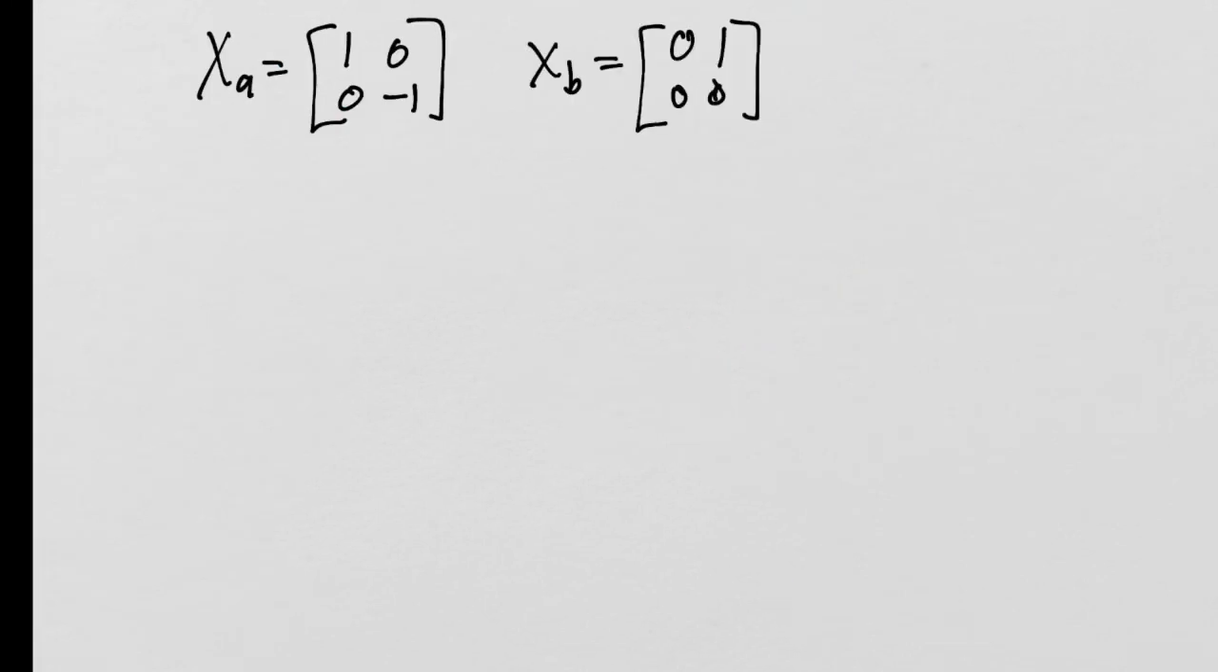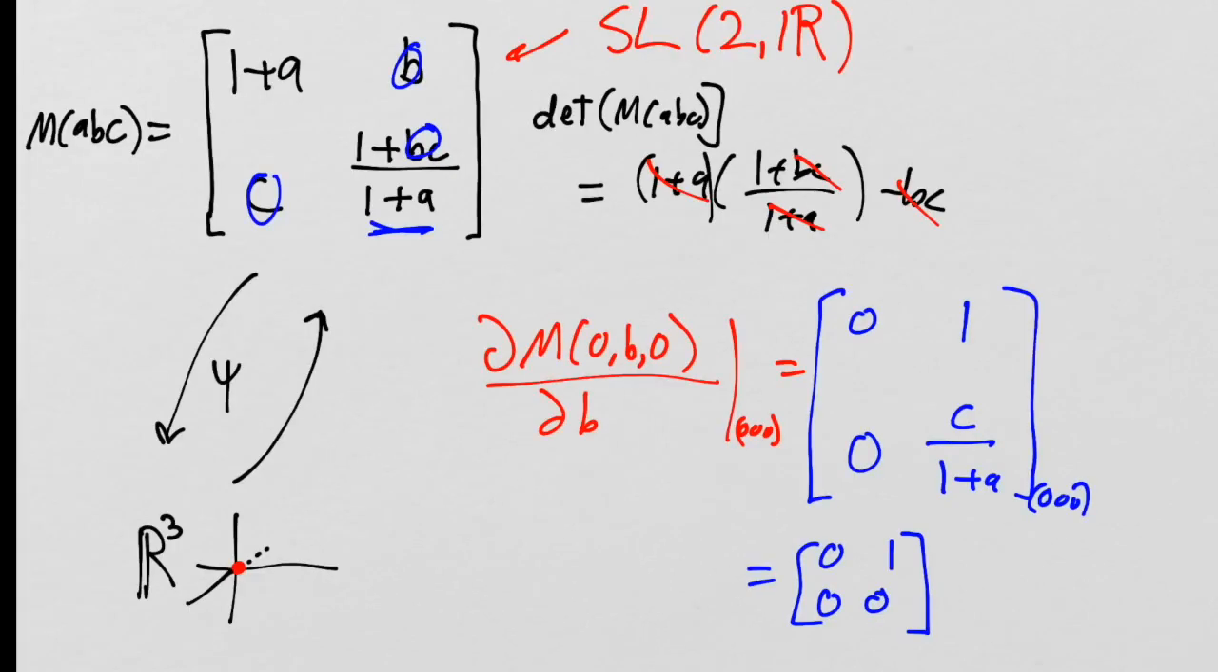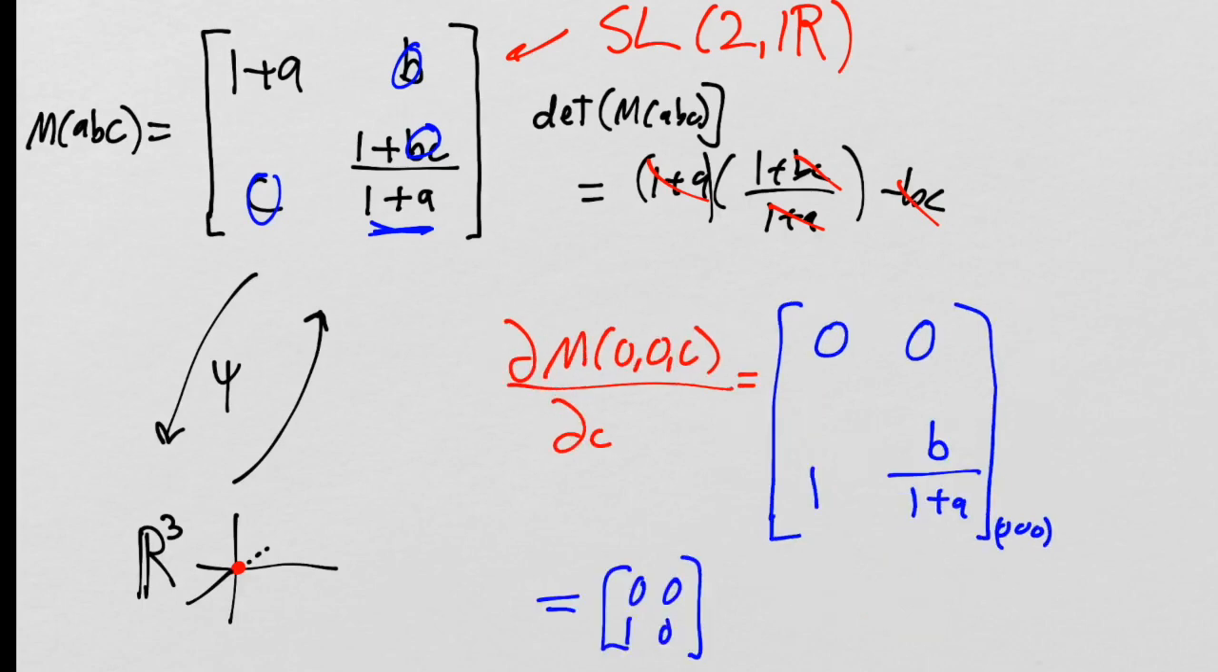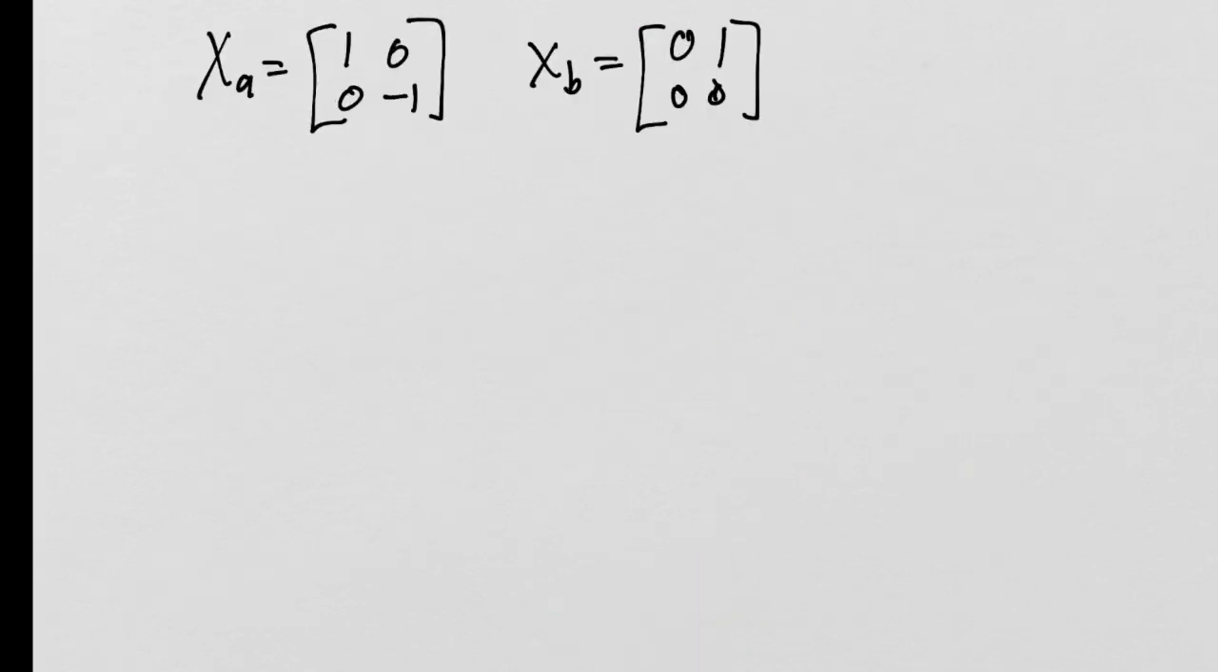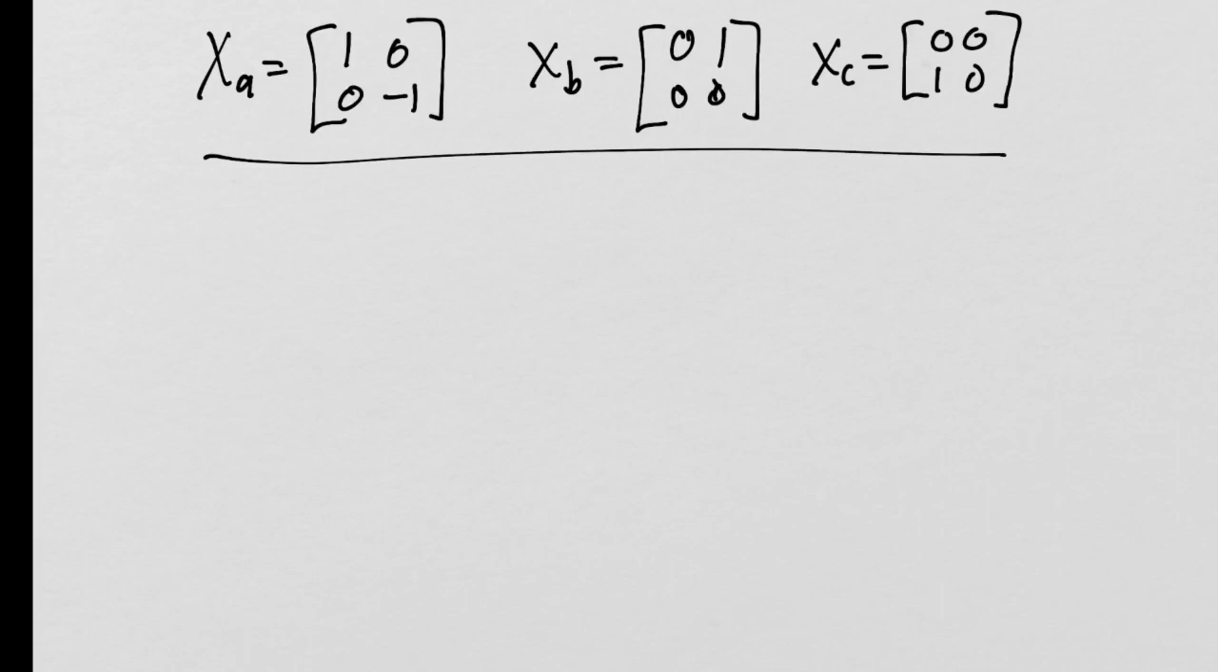So now we have 2 of our 3 generators, and now we go back and do the third. In this case, we are using the derivative with respect to C, so that term is 0, that term is 0, that term is 1. Then this term is B over 1 plus A, but when you set everything to be 0, the B being 0 drives that to 0, so you end up with this generator. We'll now add that. And voila, we have our 3 generators.